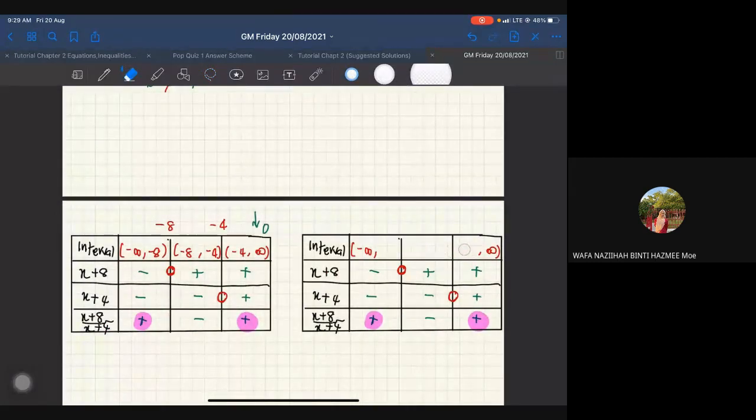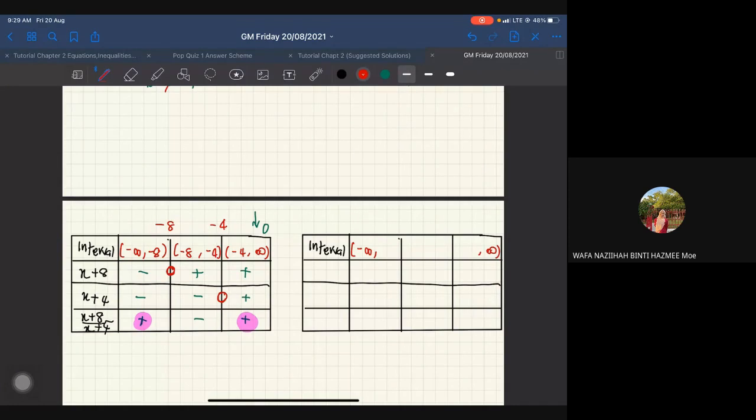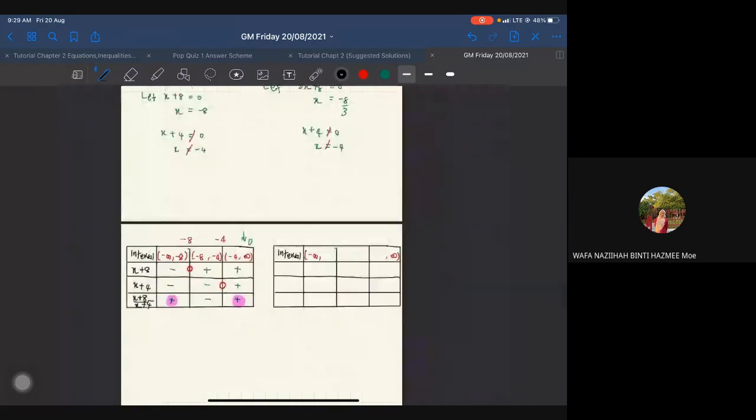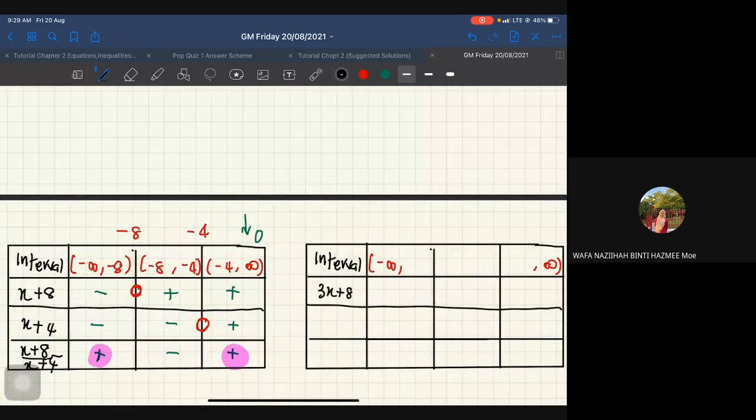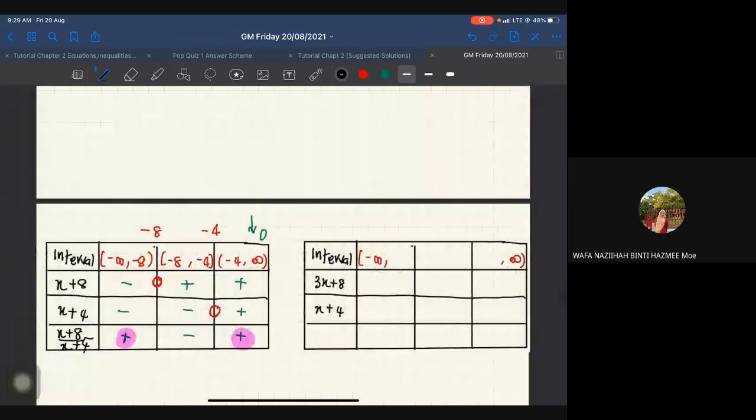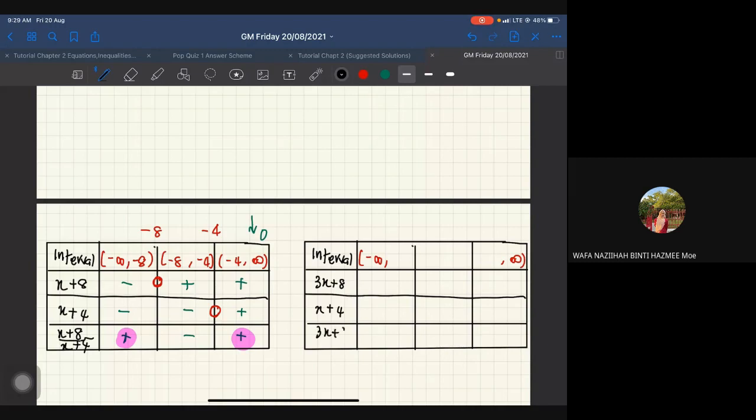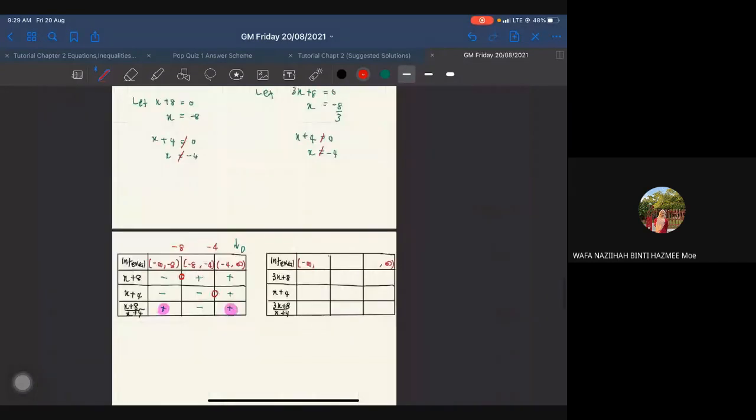Okay, so untuk the second pula, so kita punya factor is 3x plus 8. And also x plus 4. Okay, and then gabungkan, so you have 3x plus 8 over x plus 4. Okay, so kita punya root is negative 8 over 3 and also negative 4. So negative 4 is smaller than negative 8 over 3. So kita akan tulis negative 4 over here and then negative 8 over 3 here.